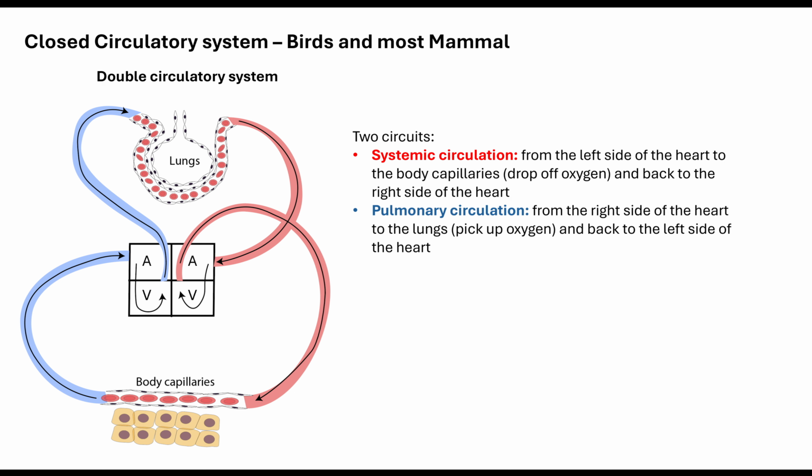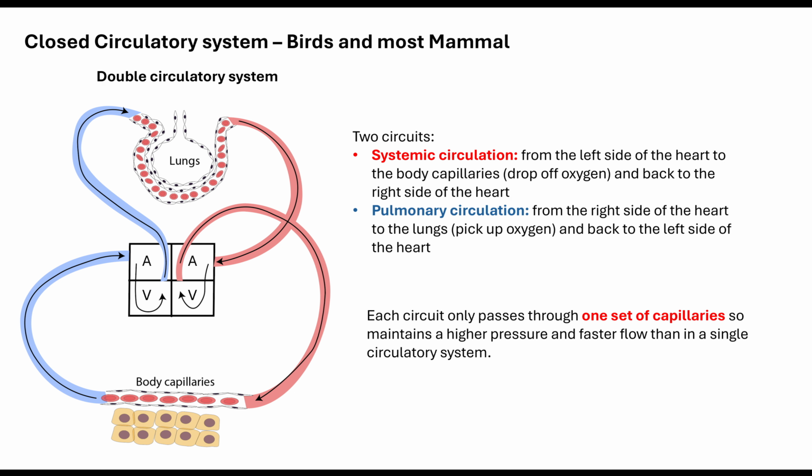Now, what this means is that the left side and the right side of the heart never mix, and therefore what we have is that each circuit only passes through one set of the capillaries. And because it only passes through one set of capillaries, that maintains a higher pressure and therefore faster flow than in a single circulatory system. So it's a closed circulatory system because the blood is maintained within the blood vessels and is never in contact with the cells. However, it is a double circulatory system because there's only one set of capillaries per circuit and two circuits.